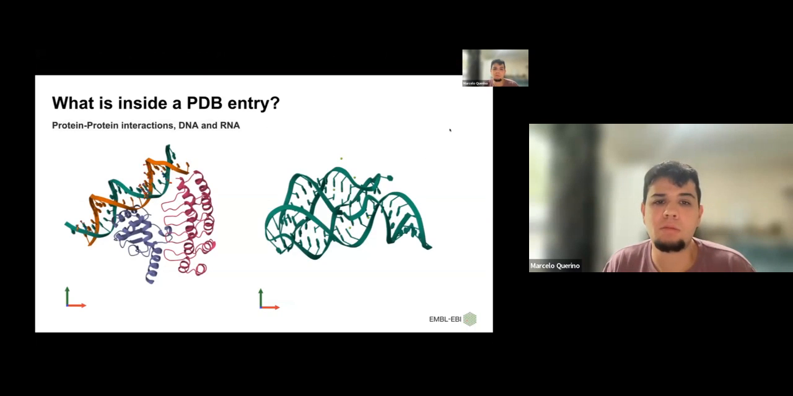So, more about what's inside the PDB entry. We obviously have proteins, but we can also have entries that are composed only of DNA or RNA, or of all these different molecular entities together, and can be used to study how they interact with each other, for example.